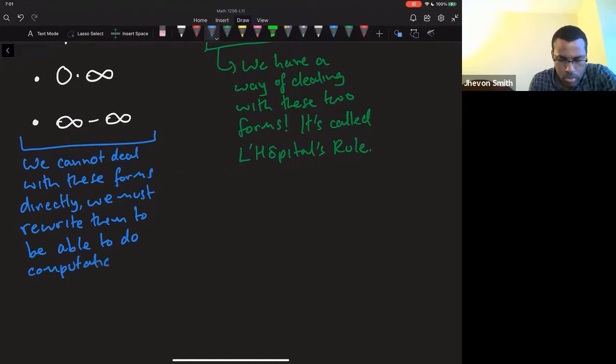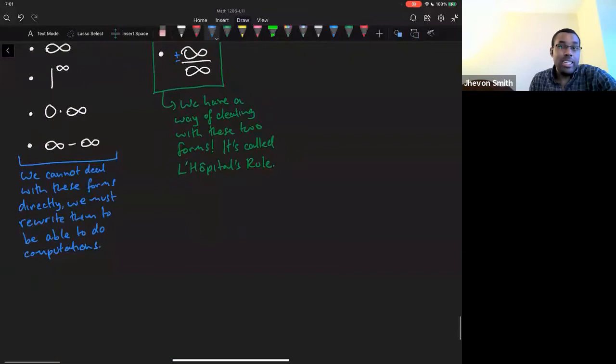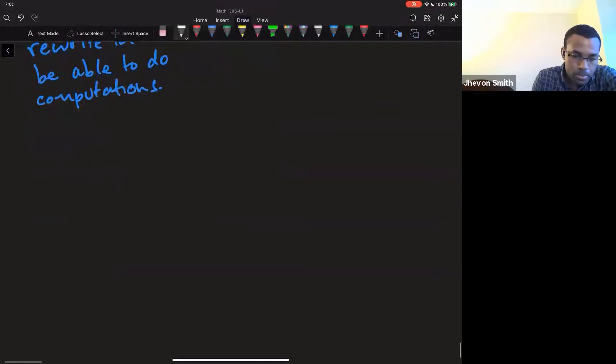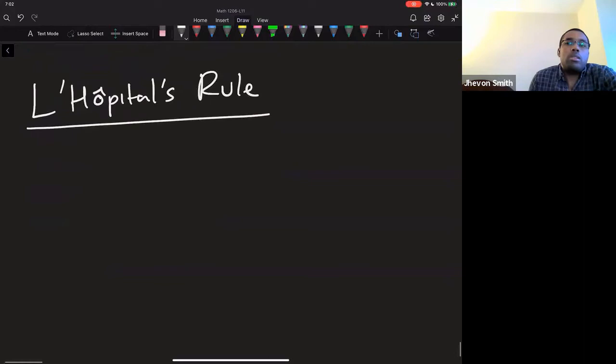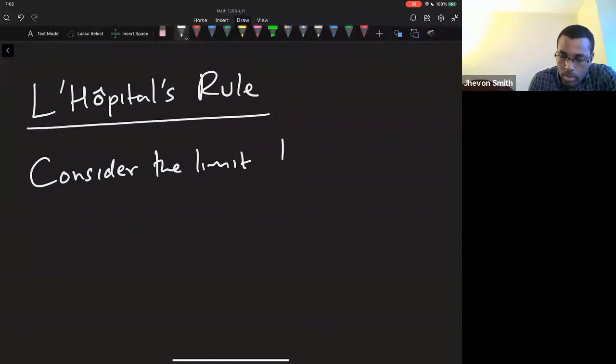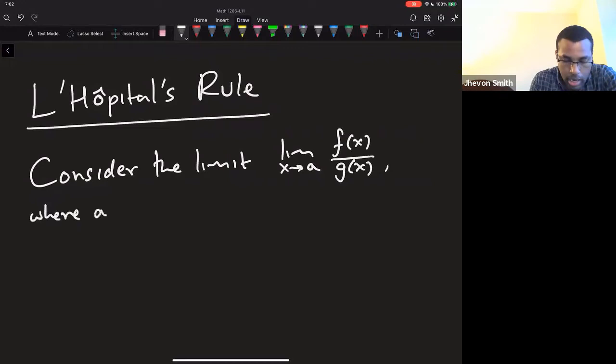Okay. Now that I told you that, let's actually look at L'Hôpital's rule. So here's what L'Hôpital's rule says. L'Hôpital. Like when you're actually doing the computation, you have to say it with a French accent. Consider the limit of f of x over g of x, where a may be plus or minus infinity, right? So it could be a limit at infinity. It doesn't have to be, though, okay?